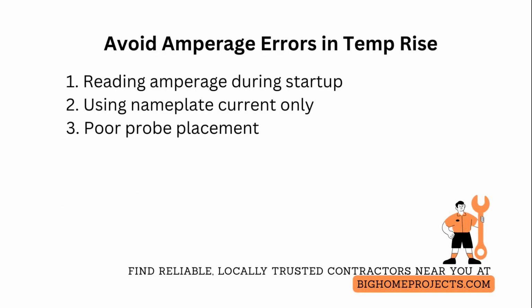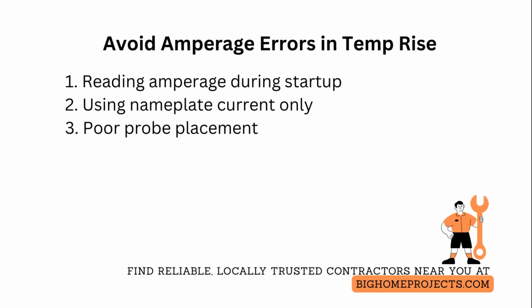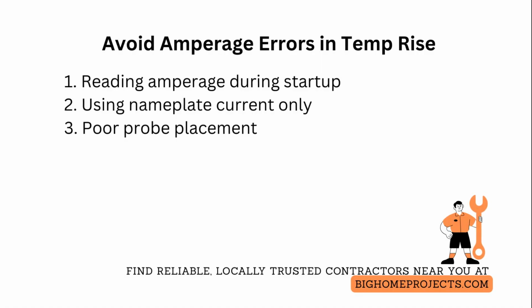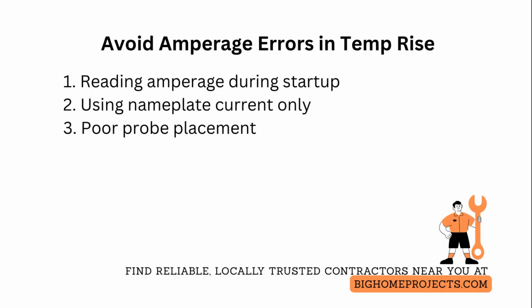One of the top 3 mistakes is reading amperage during transient startup, which produces incorrect airflow CFM and Temp-Rise calculations. Fix this by waiting for steady state and taking 3 time samples, then using the median.